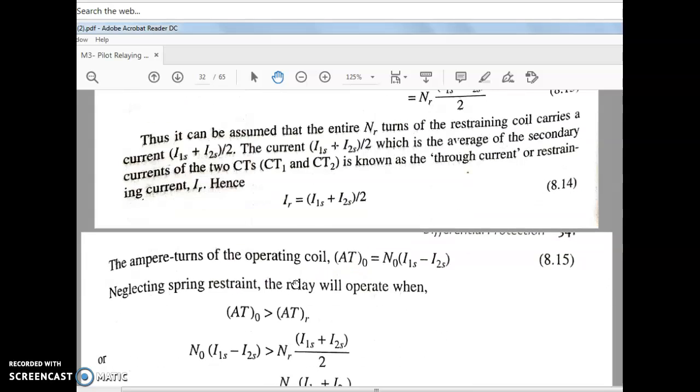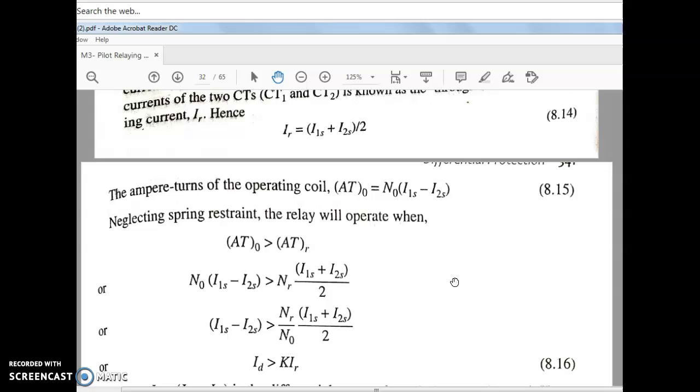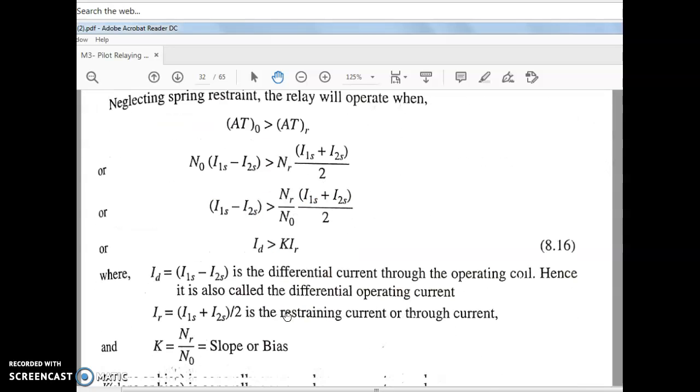And similarly through the operating coil, the ampere turns is the number of turns of the operating coil, N naught, times the difference between the two currents, I1s minus I2s. When the relay starts operating, the ampere turns of the operating coil are greater than those of the restraining coil. So we put the equation on both sides.